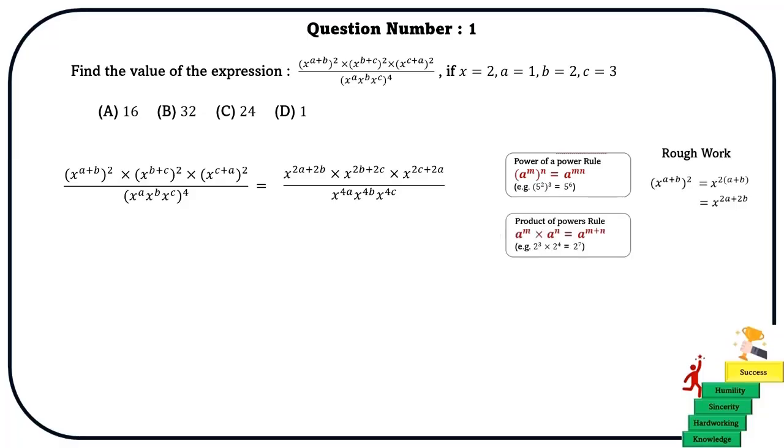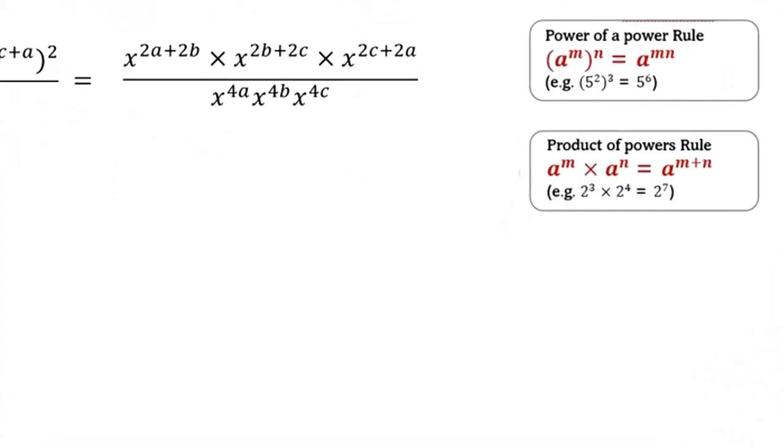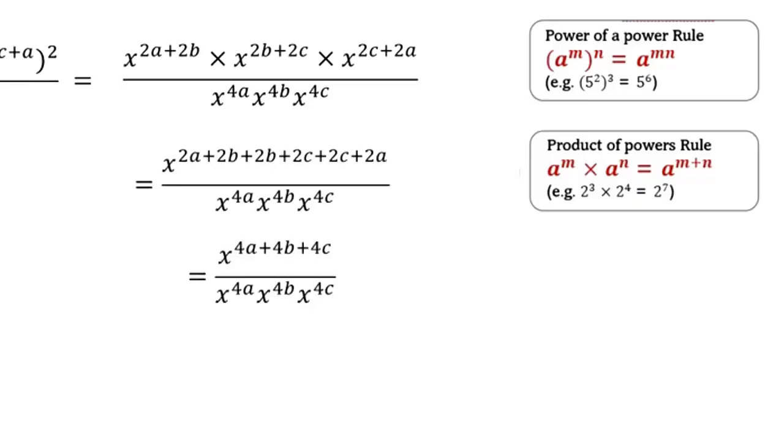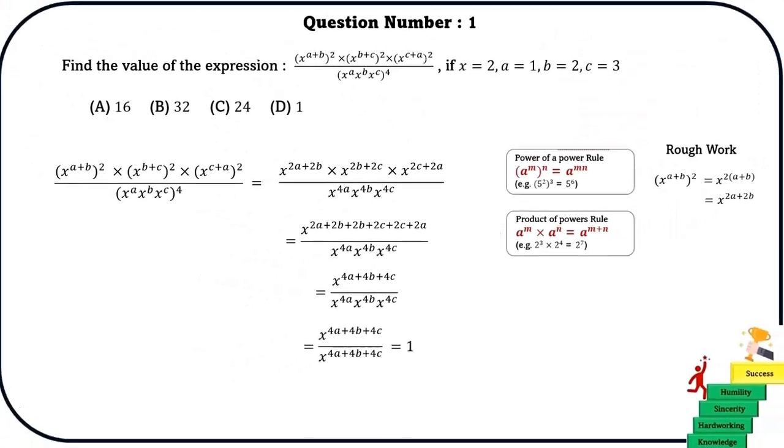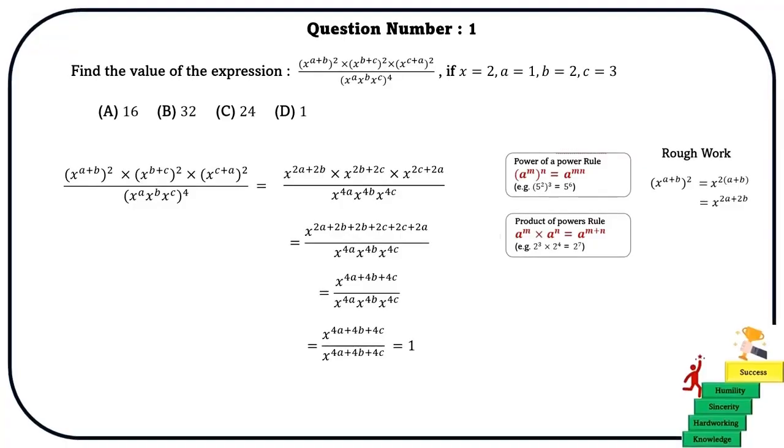After simplifying, we can use the product of powers rule and add all the powers. Now we can do the same for the denominator, that is, using the product of powers rule in the denominator also. Now we can see that both the terms in the numerator and denominator are the same. So we will get the answer as 1.